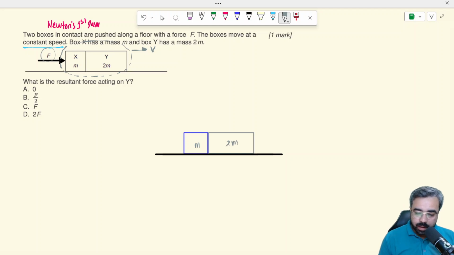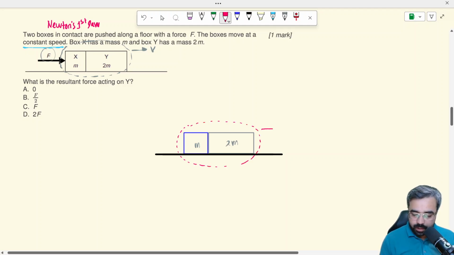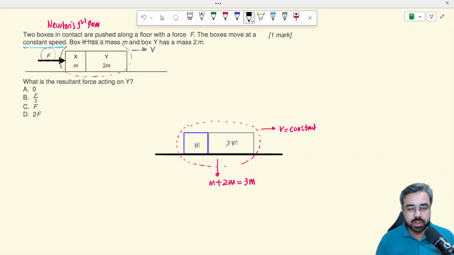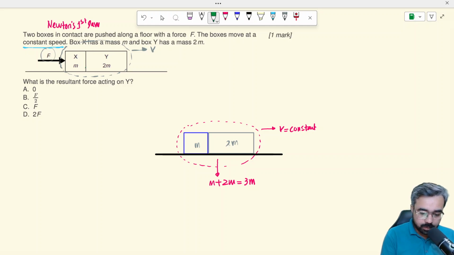Now, if they are moving as a system in this direction with a constant velocity, this is a system of two masses, and their combined mass is m plus 2m, which equals 3m. The force F is applied on this system of blocks, but it is still moving with a constant speed, and that is due to some resistive force. They do not mention the nature of that resistive force, but in most cases this force would be the frictional force that is applied by the surface.